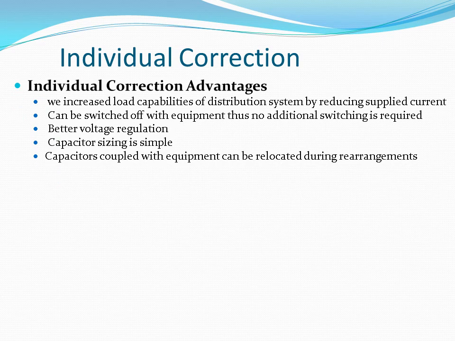The advantages include increasing load capabilities of the distribution system by reducing supplied current. They can be switched off with the equipment, thus no additional switching is required. Better voltage regulation results, and capacitor sizing is simple, as we've just done. Capacitors coupled with equipment can be relocated during rearrangements.